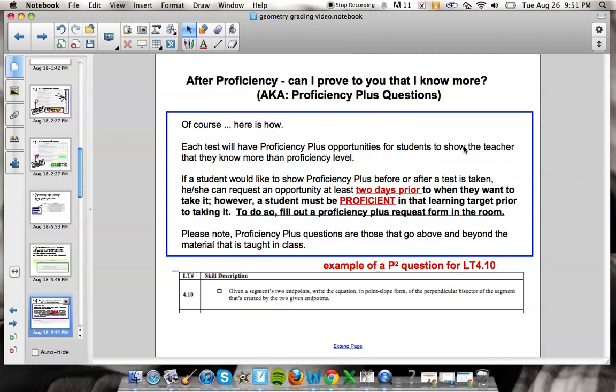Now, a student must be proficient in that learning target prior to taking this. If a student is not proficient in that learning target and they're requesting to do a proficiency plus, they cannot do that. Now, if they just attempt it on the test, they can go ahead and do that. But if they want to do it outside of class time, they have to be proficient in that learning target before they can do it outside of class.